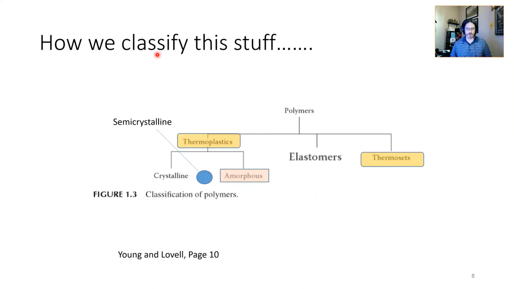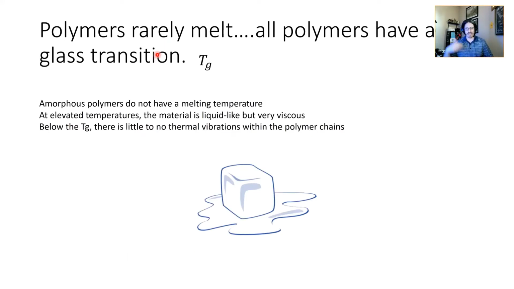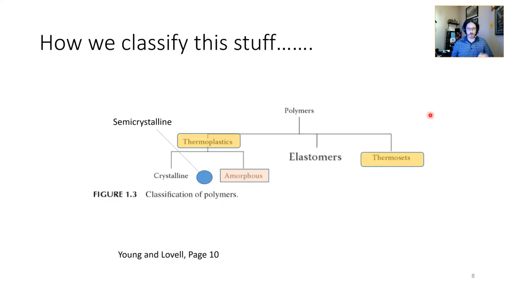Amorphous is what we're going to get to talking about now. Heavily crystalline polymers. Well, let me just go to the next slide. Polymers rarely melt, okay, is the point I'm trying to get to. But all polymers have a glass transition temperature. Amorphous polymers don't have a melting temperature at all. They just get to this blobby state. Crystalline polymers, on the other hand, can be said to melt, and to some degree semi-crystalline polymers.